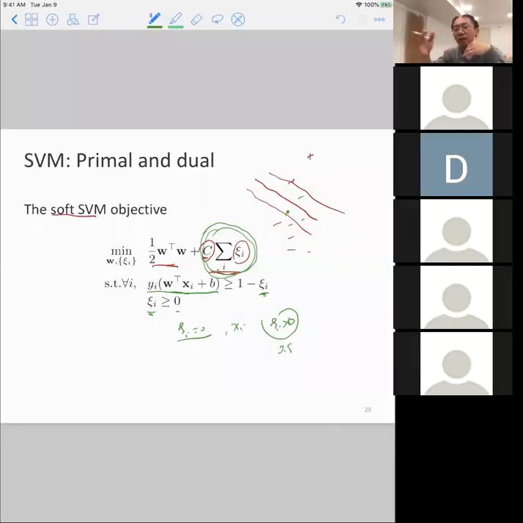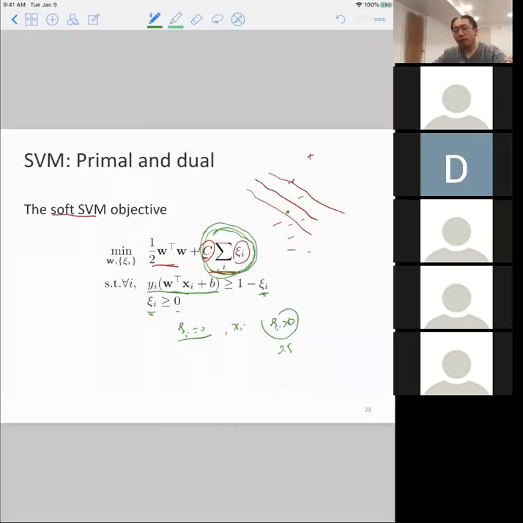So you want to find a margin which is as large as possible. At the same time, you want to keep your training error as small as possible, right? Otherwise, overall, your generalization error will still be big. That's why we add this summation of the slack variables to penalize the situation that too many points break into the margin. You want as few points to break into the margin as possible.